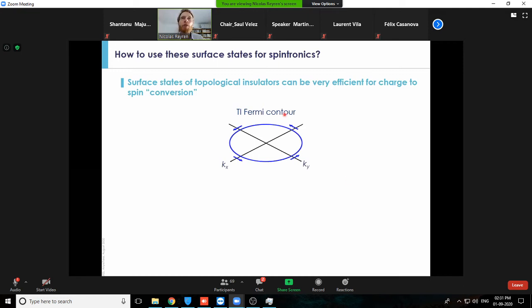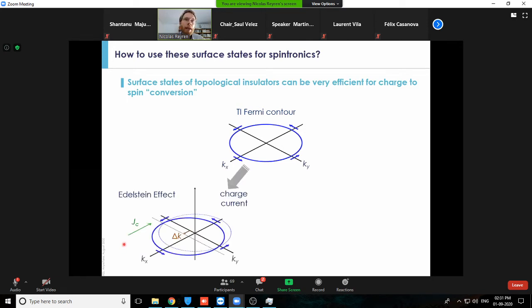So let's take the Fermi contour of a topological insulator. You have spins locked around the contour, orthogonal to the k vector. When you apply a charge current, you mostly shift the Fermi contour, and this results in more k values along Kx, so at the end you accumulate some spin along the Y direction. This is the so-called Edelstein effect.